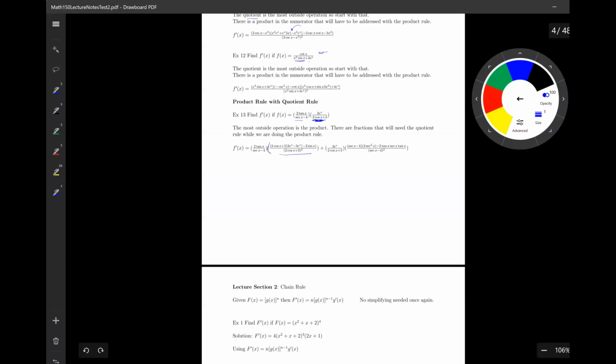So all of this is d second. So this is first d second plus second d first. So low d high minus high d low, square the bottom, and off you go.